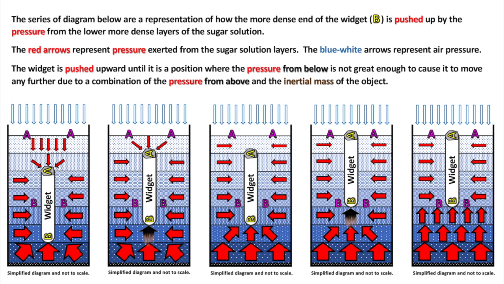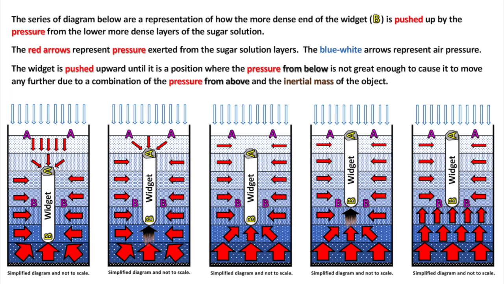The series of diagrams below are a representation of how the more dense end of the widget, B, is pushed up by the pressure from the lower, more dense layers of the sugar solution. The red arrows represent pressure exerted from the sugar solution layers. The blue-white arrows represent air pressure.